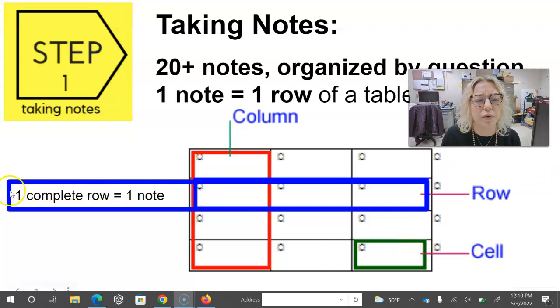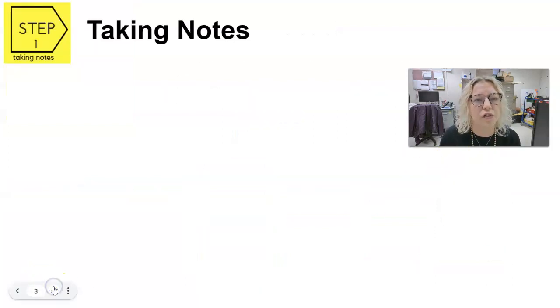If you notice here in blue, this is a row. In red, this is a column. And then if you're just talking about one box, it's a cell. So these are just words that Google Docs uses and other software programs use to talk about tables. But it'll be important for this assignment because each row counts as one note. And you need to have 20 notes or 20 rows completed by the time you're done with your notes. All right, so I wanted to show you that first.